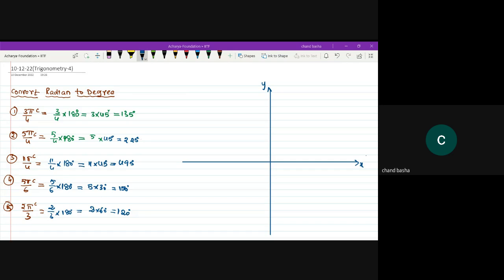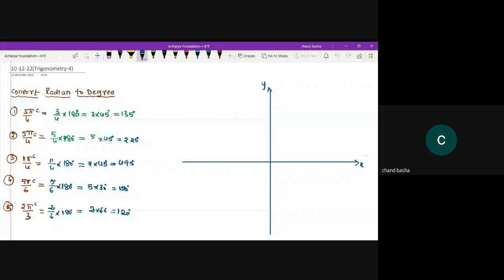Usage is that anywhere we are using the degree system, if you want, you can represent it in the radian system also. You are not restricted here. Yes, sir, understood. Thank you, sir.